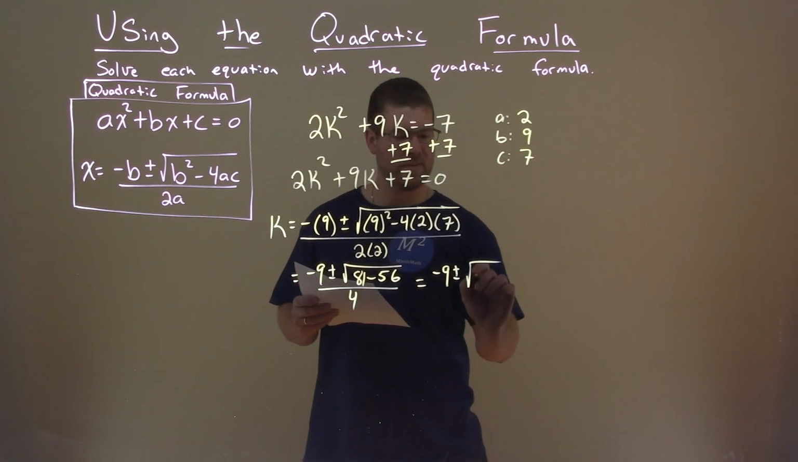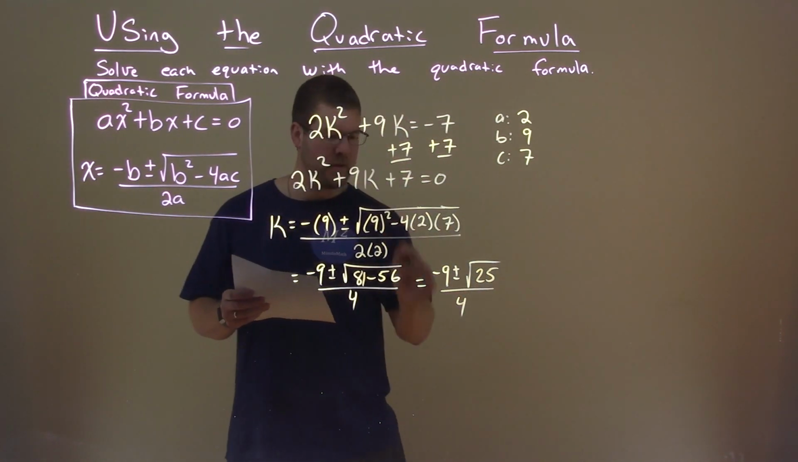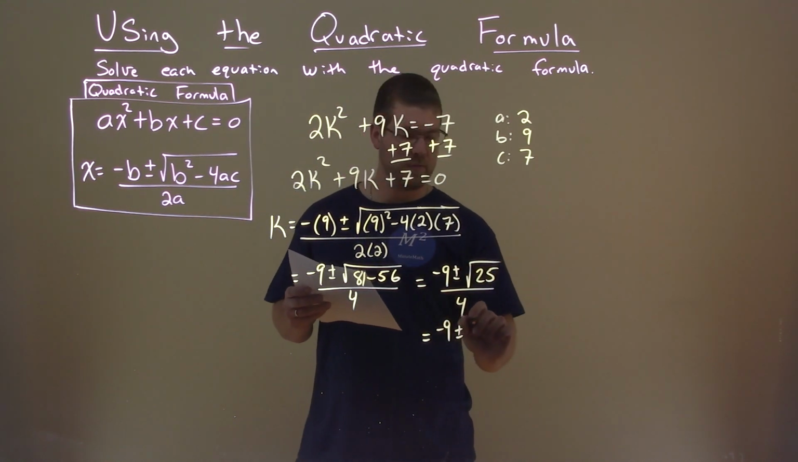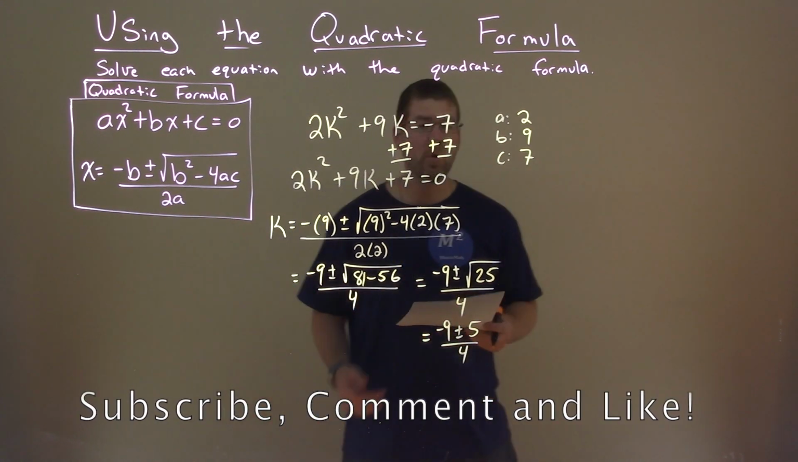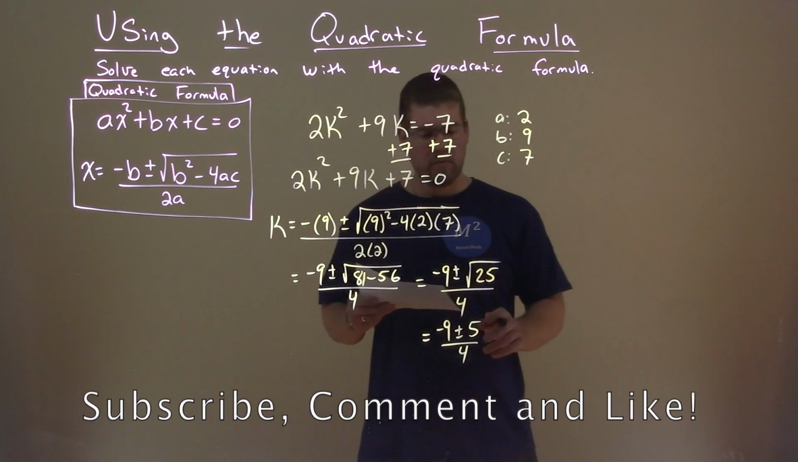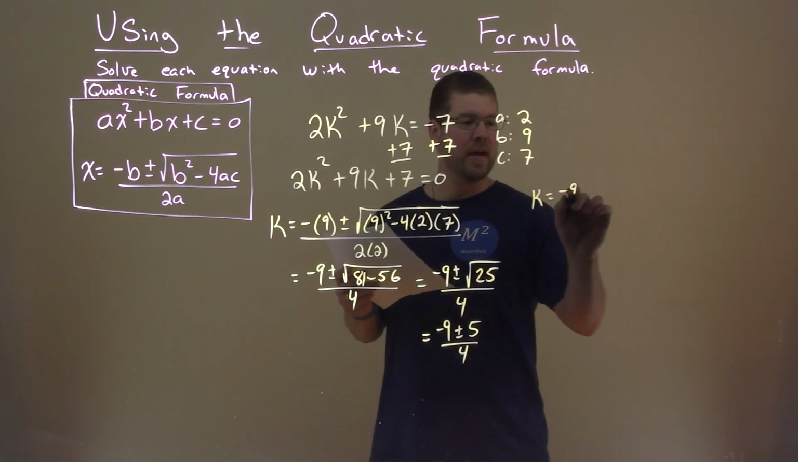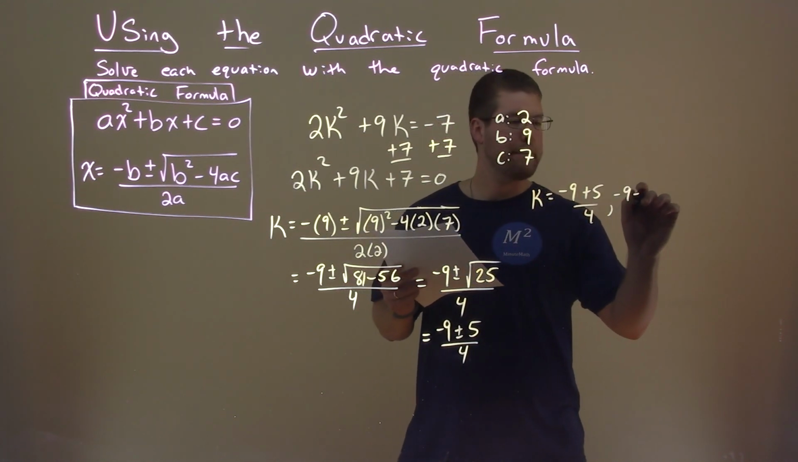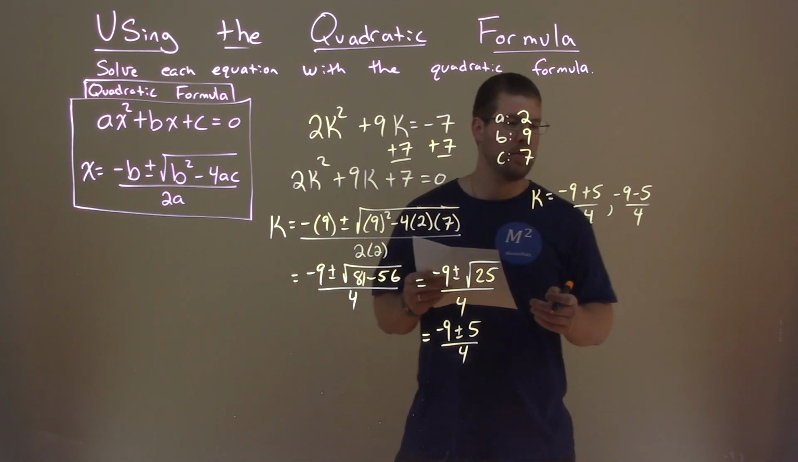81 minus 56 is 25 over 4. Keep simplifying. Negative 9 plus or minus the square root of 25, which is 5, all over 4. So where do we go from here? Well, what we want to do now is to separate both parts individually and simplify. So k is negative 9 plus 5 over 4, and negative 9 minus 5 over 4. Now we can solve both of them.